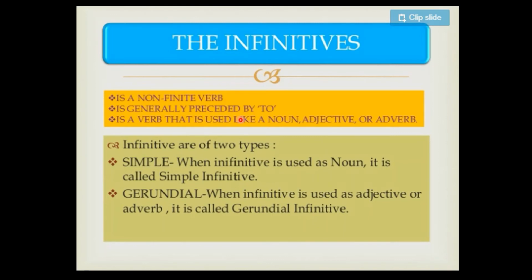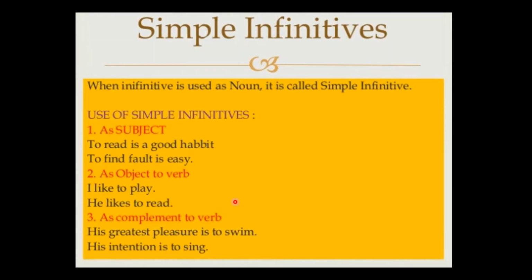इससे पहले to आता है generally, but not always. So और इसके बाद is a verb that is used like a noun, adjective or adverb. So it can be used as a noun, an adjective or an adverb in a sentence. So further, infinitives are of two kinds: simple infinitives and gerundial infinitives, which are also called bare infinitive.